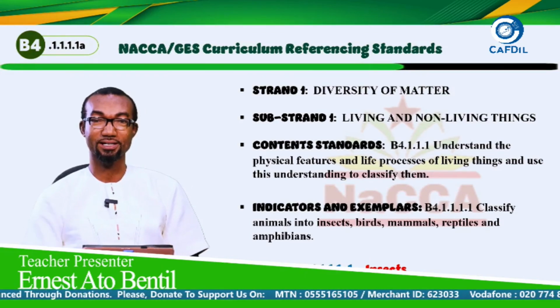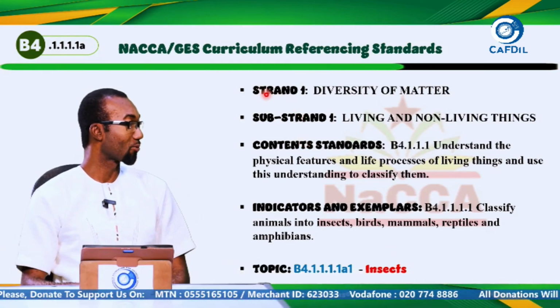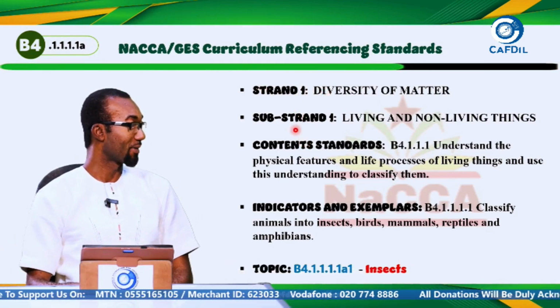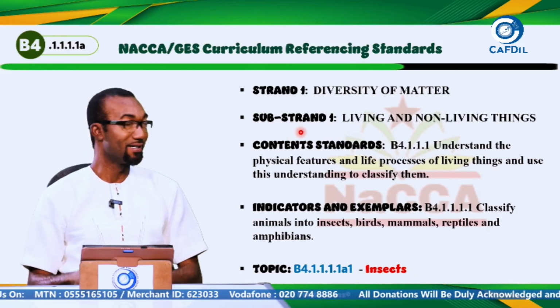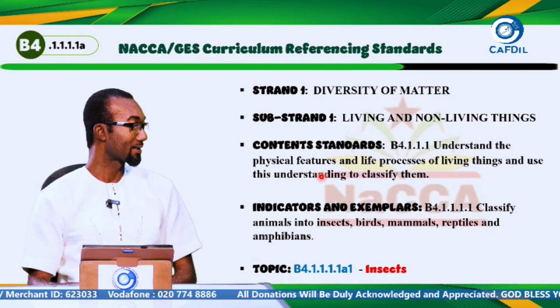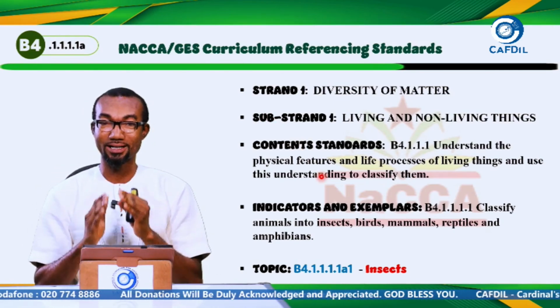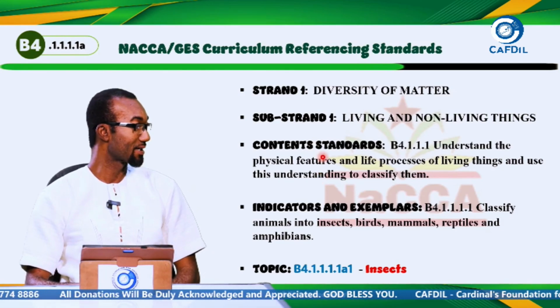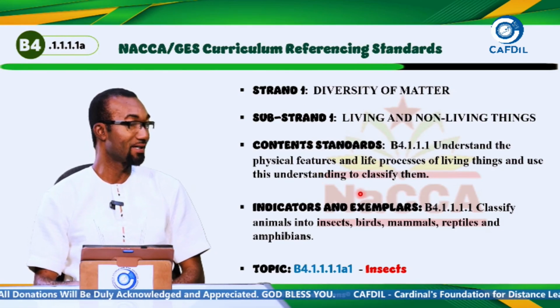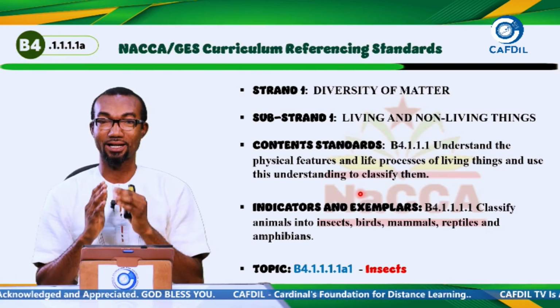So in this first lesson, according to the curriculum, we are going to start from strand 1, that is diversity of matter, sub-strand 1, living and non-living things. Then the content standard tells us that at the end of these lessons, you will understand the physical features and life processes of living things and use them to understand or classify them.